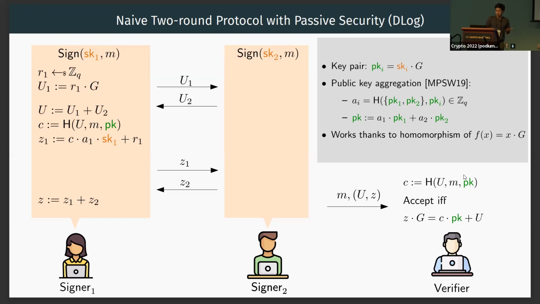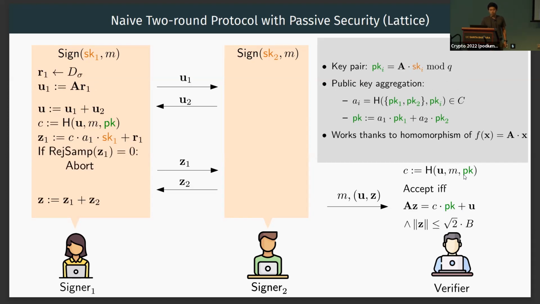So again, exploiting the similarity between Schnorr and Fiat-Shamir with aborts, we can directly translate this protocol into the lattice-based one. So the syntax is mostly the same, but one difference is that, of course, you have to perform rejection sampling. Also, the key aggregation can be done in a similar manner, but we use random coefficients from the challenge space. Okay. So this works thanks to essentially the homomorphism of the SIS function here.